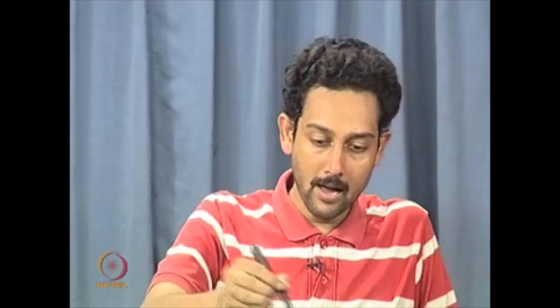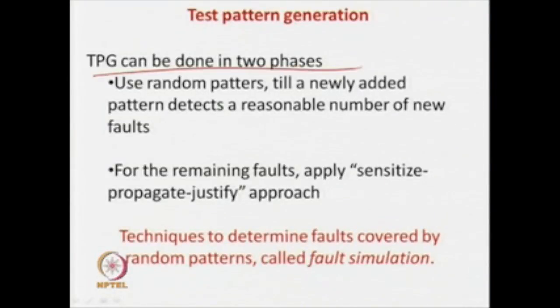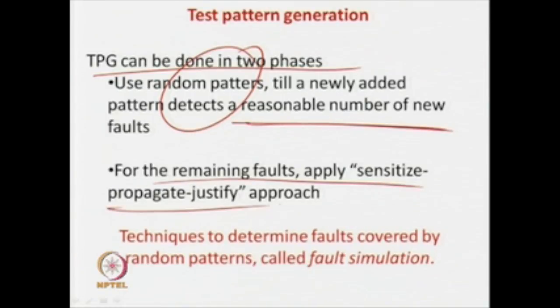So, the same analogy here. Actually, test pattern generation is done in 2 phases. First we go for random patterns, as long as a new random pattern detects a reasonable number of new faults. When you find that this is not happening, then we go for the sensitize, propagate and justify approach of detecting the faults. This is the second phase, which we will deal with later in the course, but now we will see how we can efficiently do this.